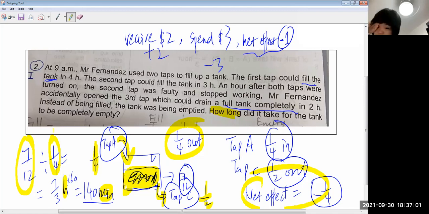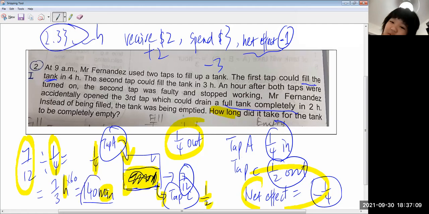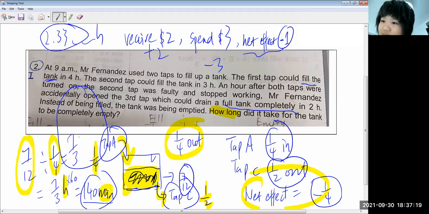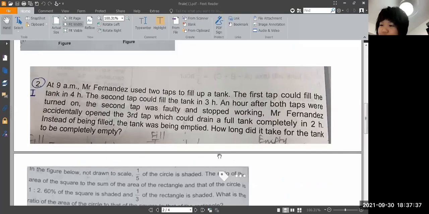But don't express your answer in 2.33333333 hours, okay? Because this is not exact. So try to use an exact 7/3 hours. This is also 7/3 is not a good number. It's called an improper fraction. 140 minutes. This is in hours. All right, very good. So remember the net effect. Very simple actually.